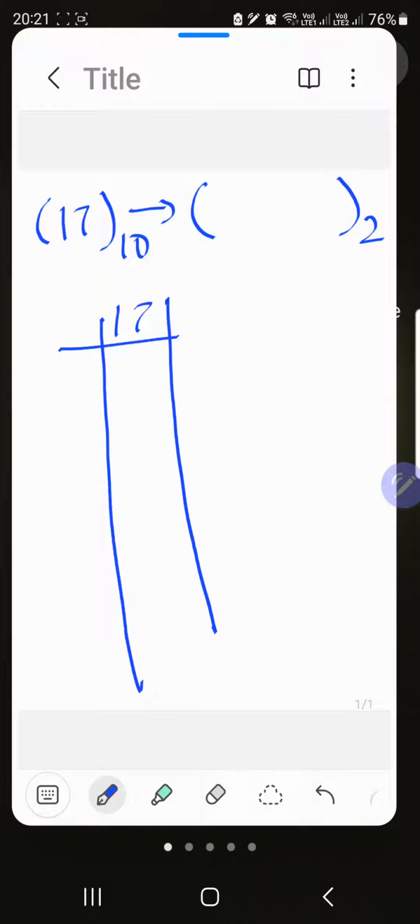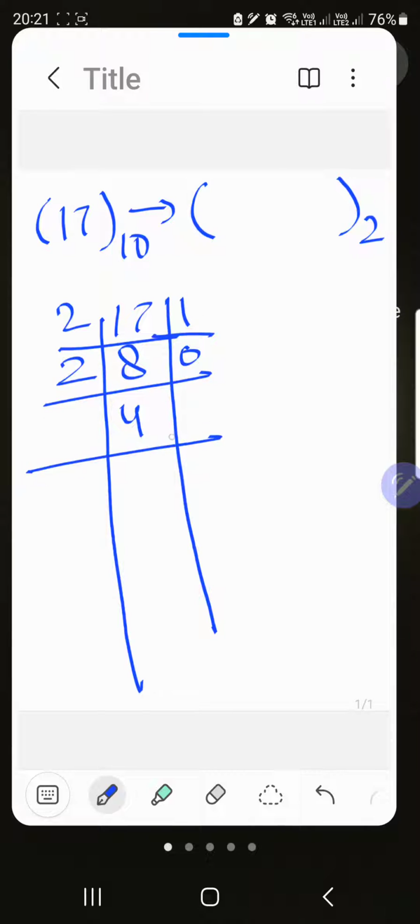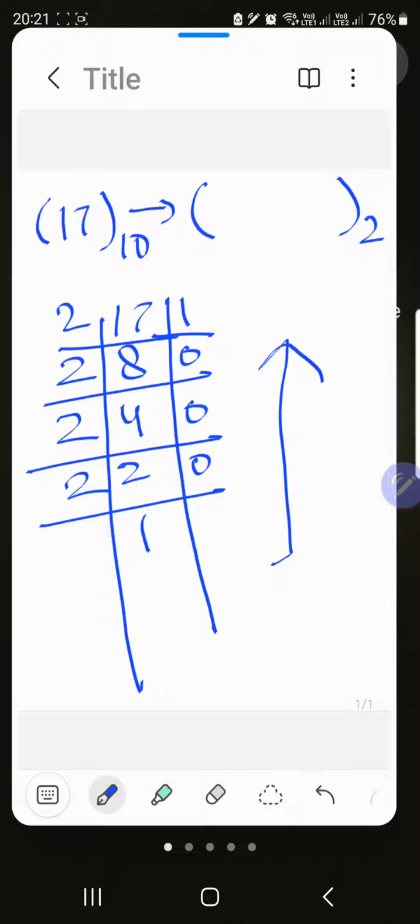17 divided by 2: 2 8s are 16, remainder left is 1. 2 4s are 8, remainder is 0. 2 2s are 4, remainder is 0. 2 1s are 2, remainder is 0. We'll go from bottom to top. So the binary form of 17 is 1 0 0 0 1.